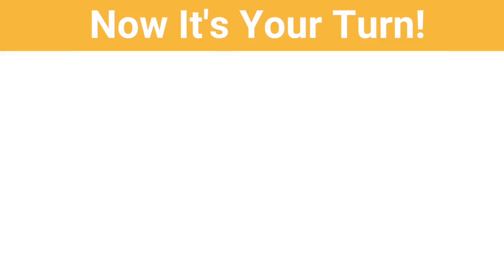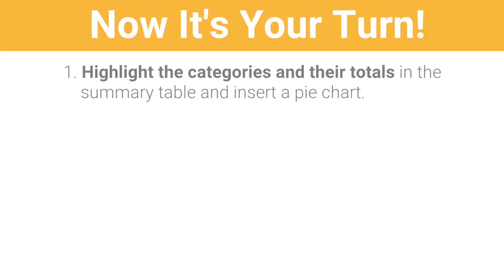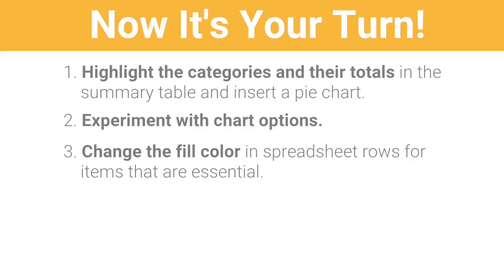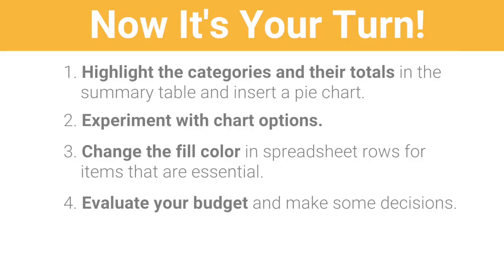Now it's your turn. Highlight the categories and their totals in the summary table and insert a pie chart. Experiment with the chart options. Change the fill color in spreadsheet rows for items that are essential. Evaluate your budget and make some decisions.